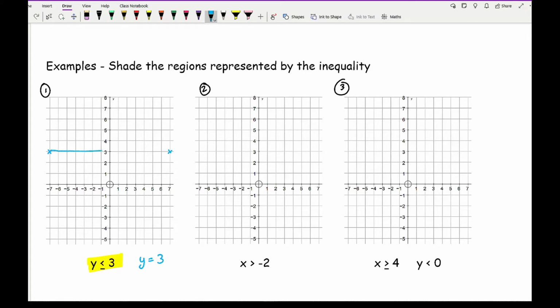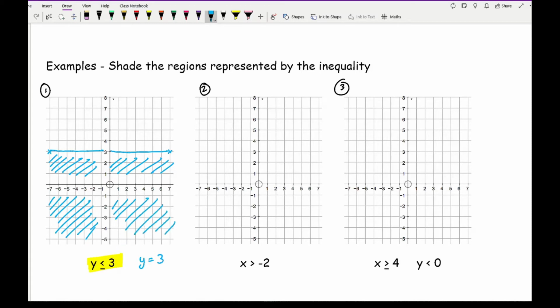Now obviously it's not a very good example because I should be using a ruler, but there is my line, and because it's less than or equal to, the region that I want is going to be below that line. So it's this region here. The key thing you also need to remember is to mark this area on the set of axes. So that's that one done.